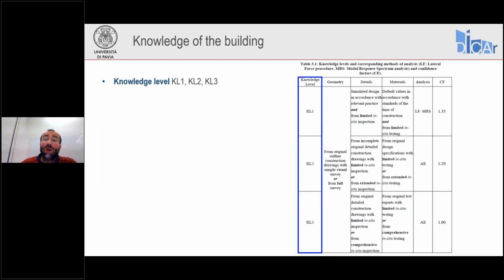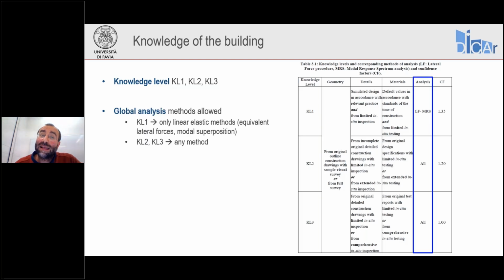At this point, we can define our knowledge level, depending again on the combination of available documentation, on-site inspection and testing that we have carried out. And we have these three levels of knowledge: KL1, KL2, and KL3. Each knowledge level is associated with possible analysis methods that can be adopted for the global analysis of the building.